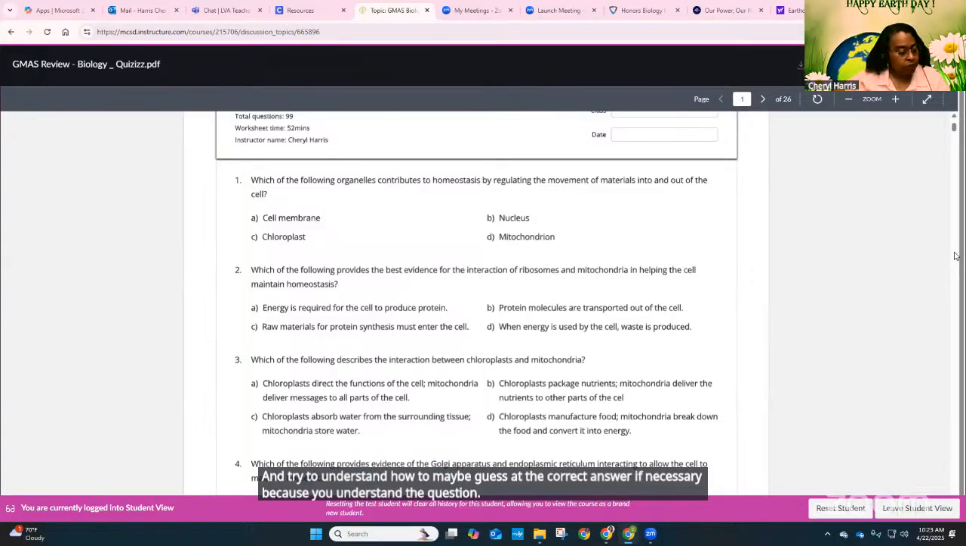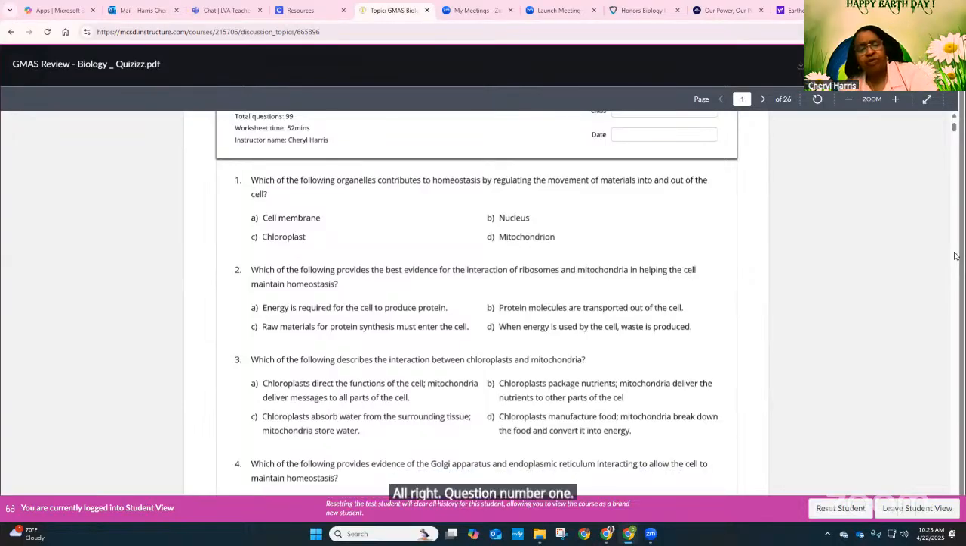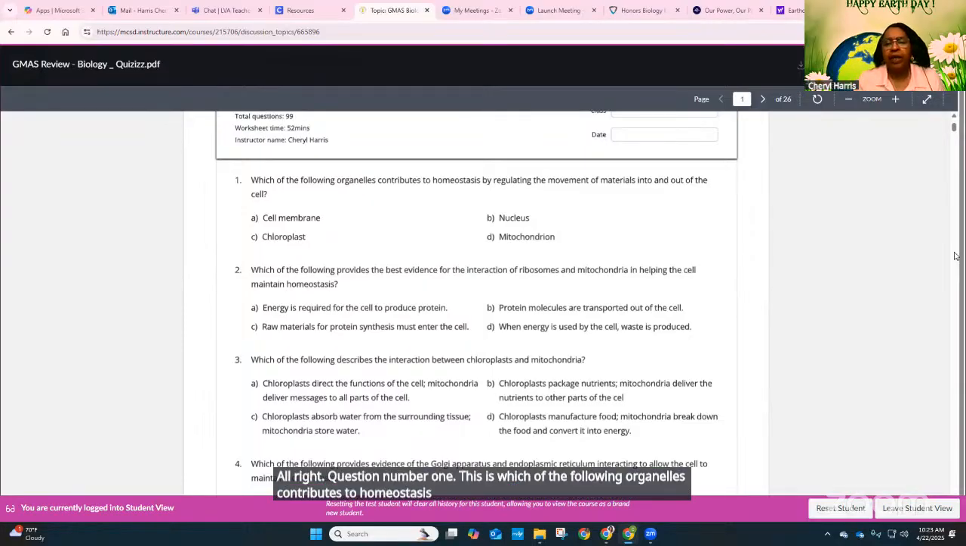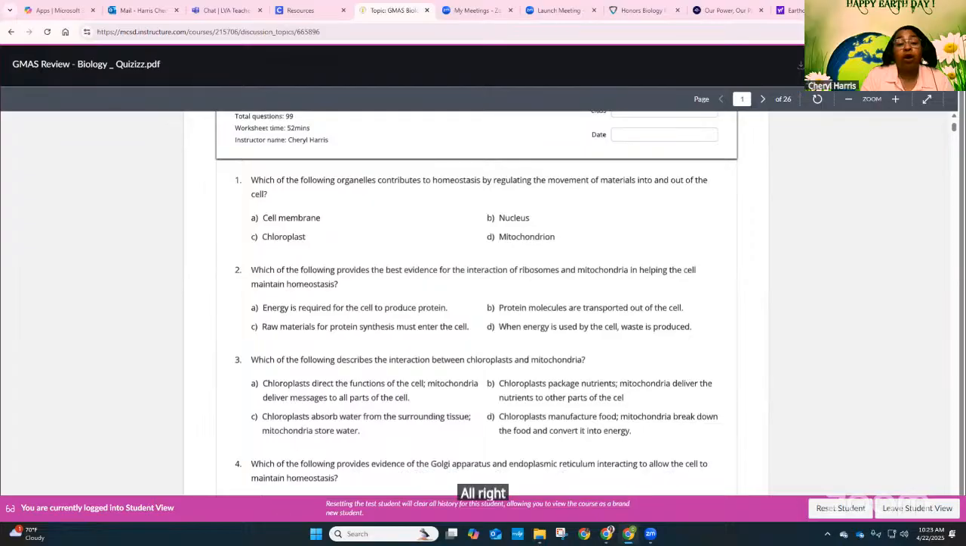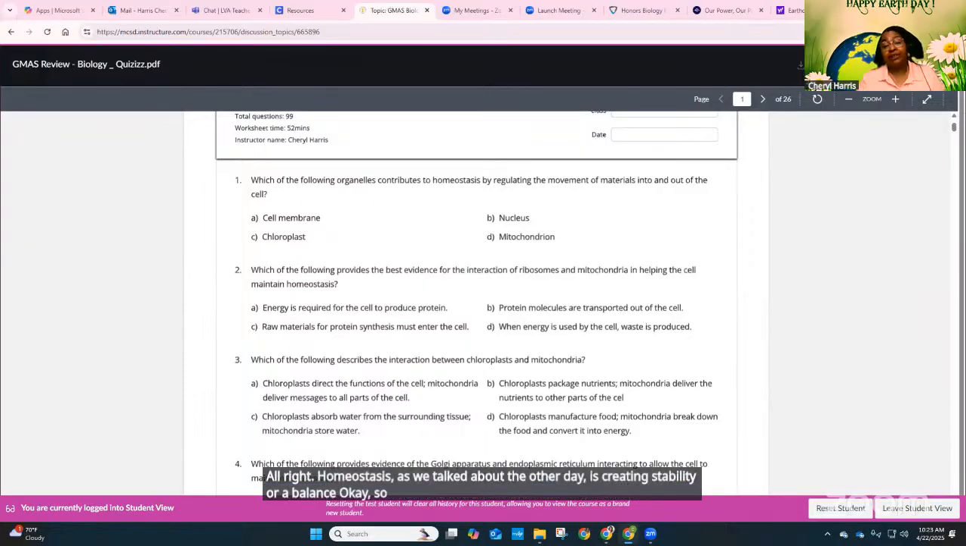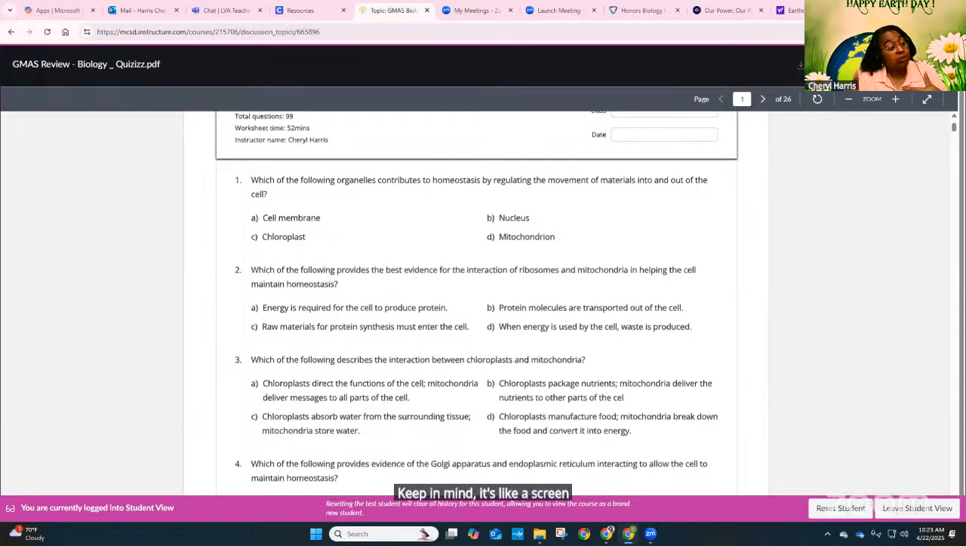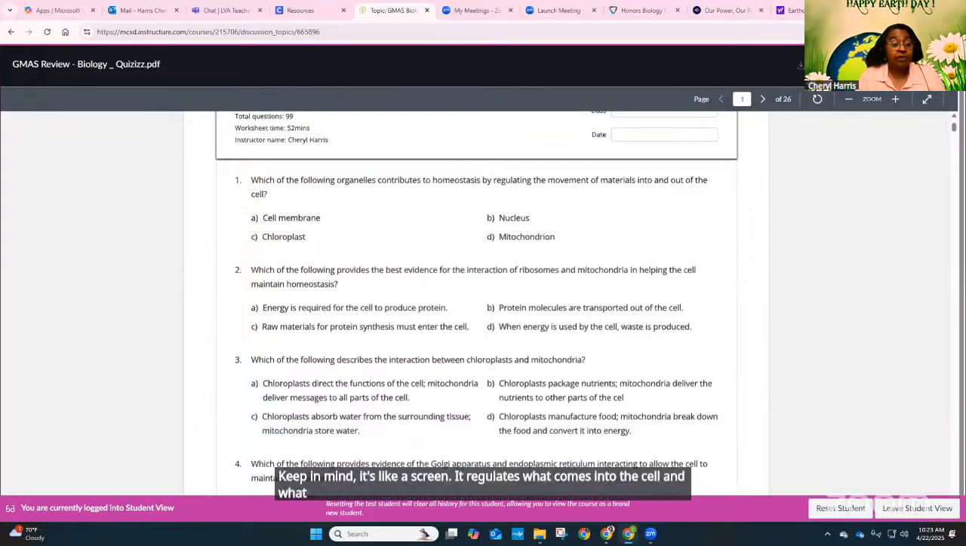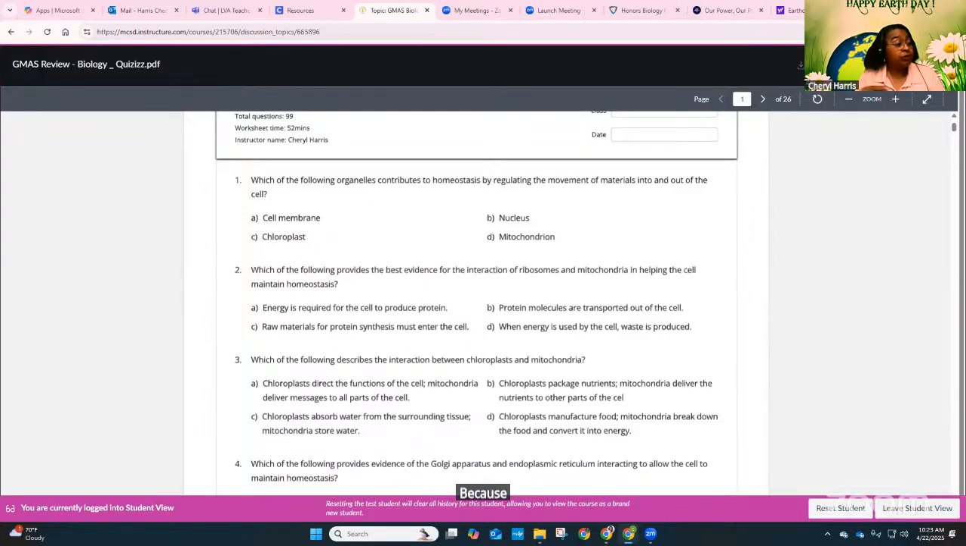All right, question number 1. Which of the following organelles contributes to homeostasis by regulating the movement of materials in and out of the cell? Homeostasis, as we talked about the other day, is creating stability or a balance. So you want the thing that creates a balance with the cell, which is the cell membrane. Keep in mind, it's like a screen. It regulates what comes into the cell and what goes out of the cell, because only certain things can pass through it.